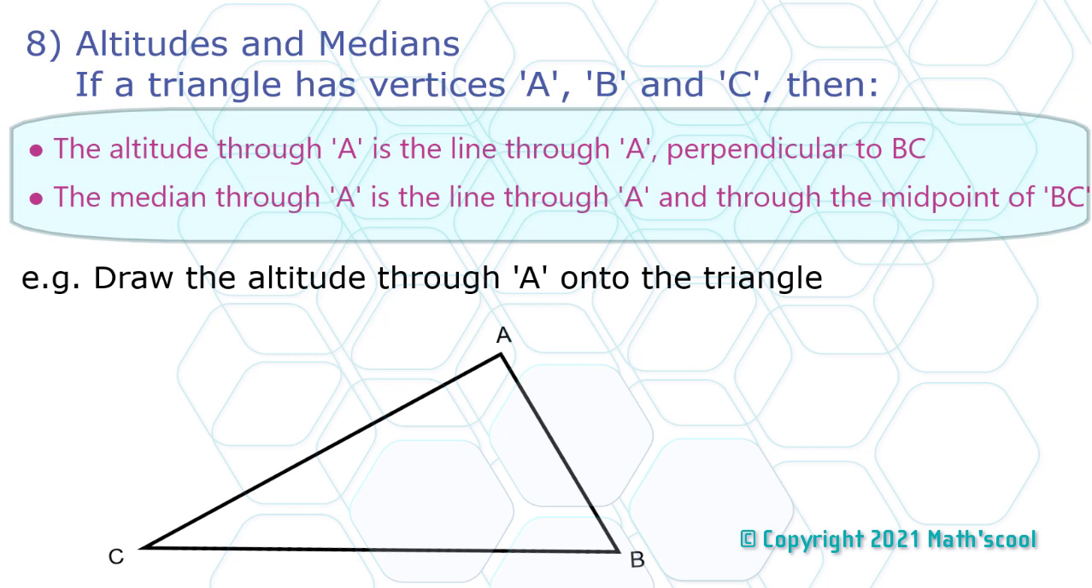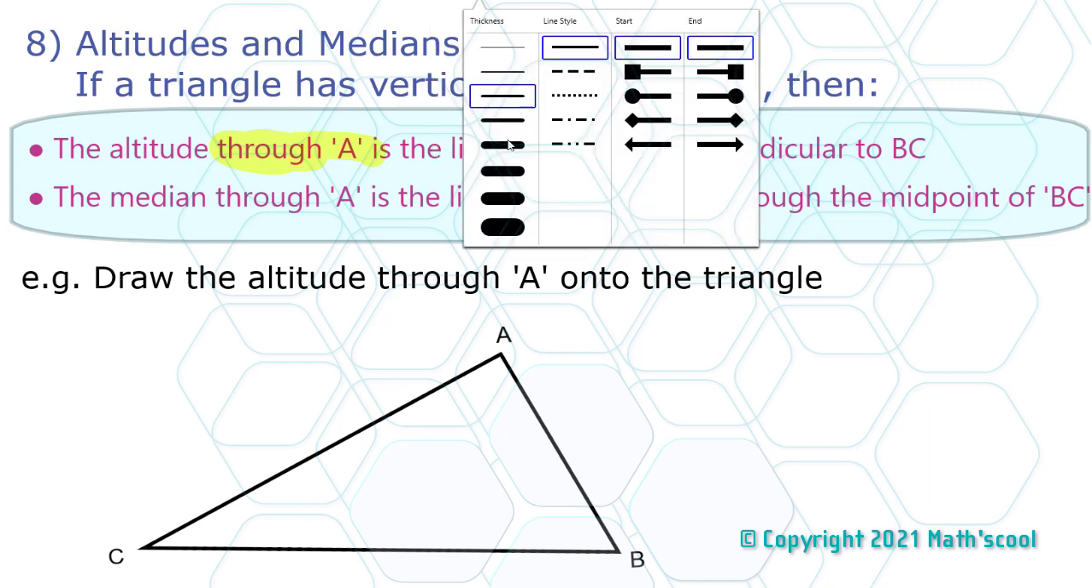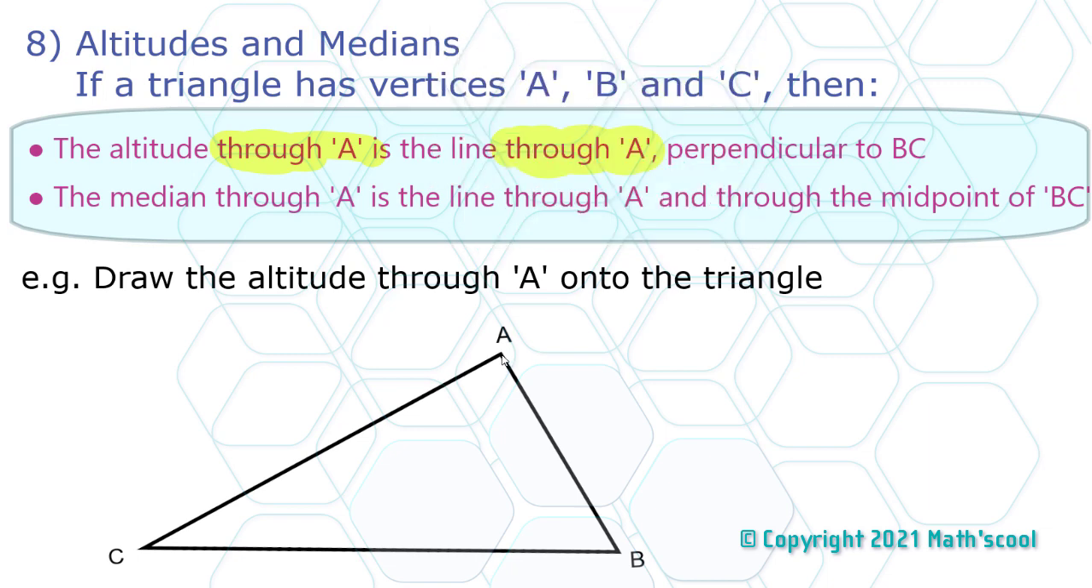Altitudes and medians. So the altitude through A, obviously, it has to go through A. It's going to go through A. Try that again. It's going to go through A, and then it's going to be perpendicular to the other side. You can draw it longer. That's fine. So there's my altitude through A.